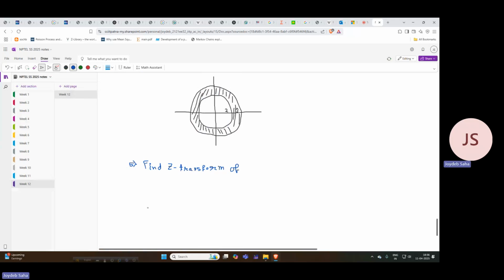Find the Z transform of x[n] is equal to 2 to the power n u[minus n minus 1] plus 3 to the power n u[n].